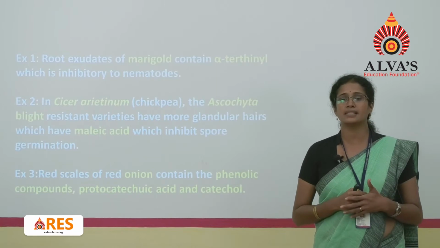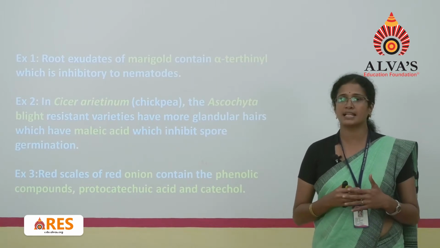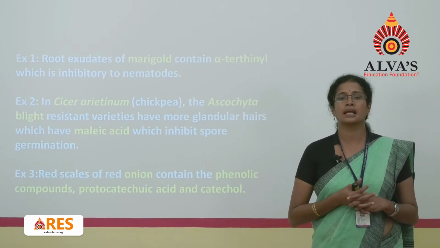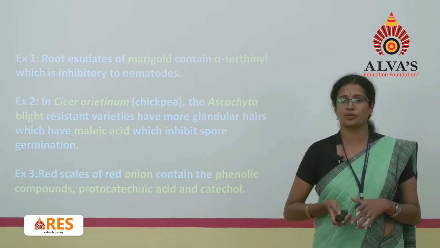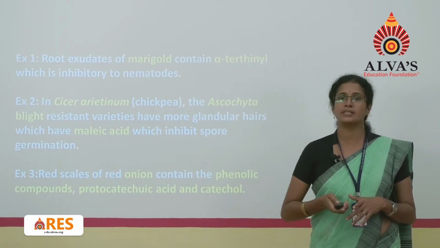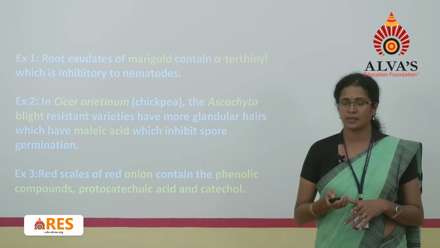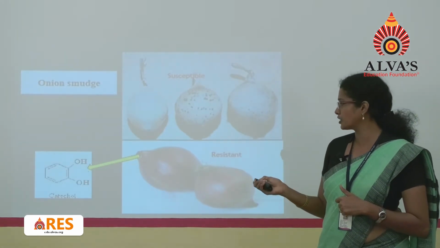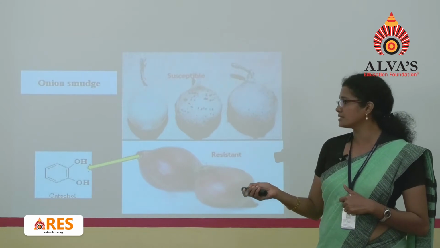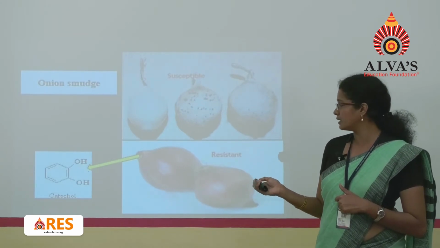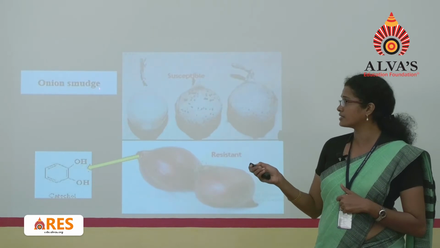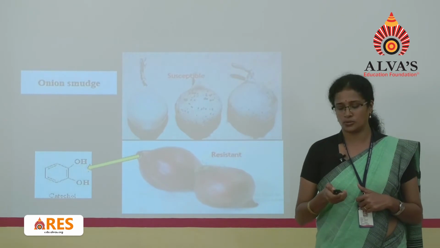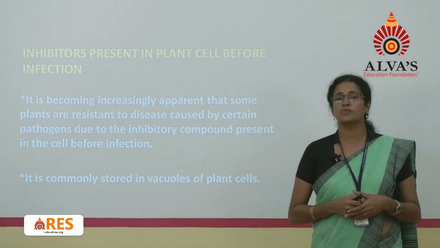Now one more example you can see is the red scales of onion. The outermost coverings of the red onion contain some chemicals like protocatechuic acid and catechol, which will inhibit the growth of fungi. You can see this picture where this red scale onion, which produces the chemical catechol, is resistant against the fungus causing onion smudge, whereas the white one will be susceptible to the disease.